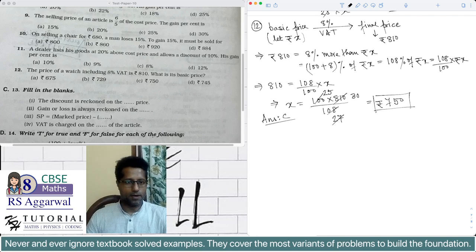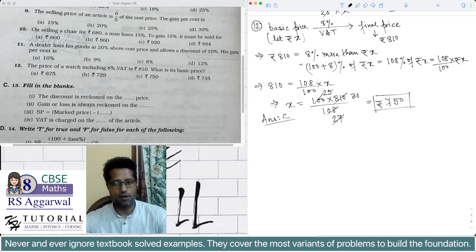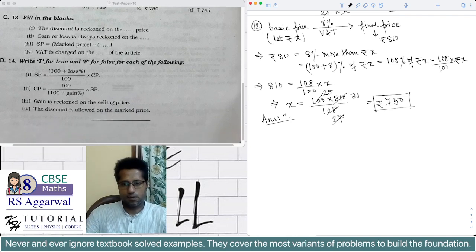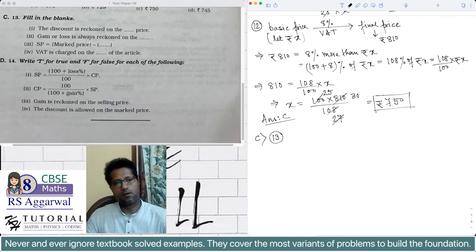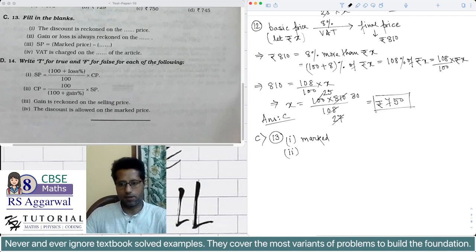With this, we come to an end of section B, which was MCQ. Let's start section C, which is fill in the blanks. Problem number 13 says, part 1, the discount is reckoned on the mark price. Always mark price. That is, the discount is calculated on the mark price. Part 2, gain or loss is always reckoned on the cost price.